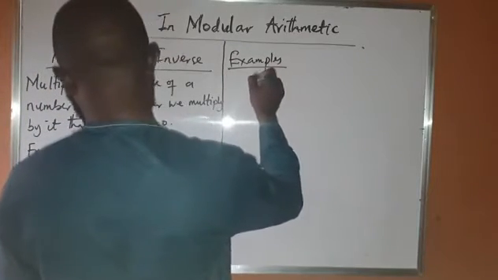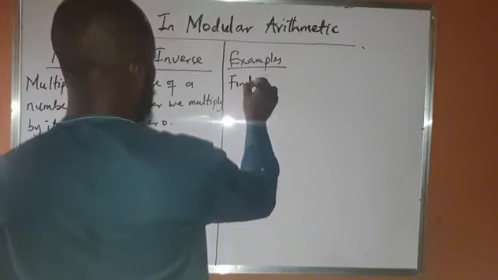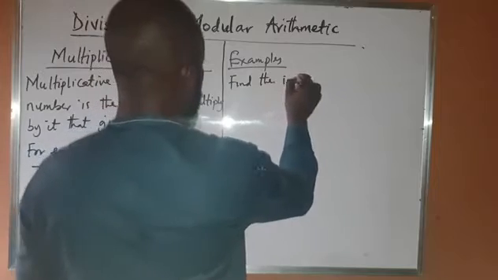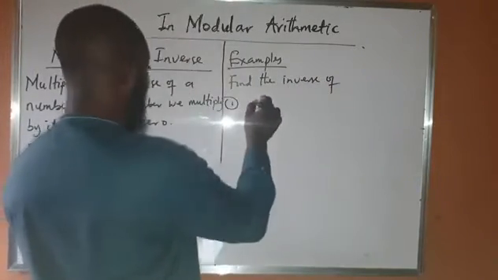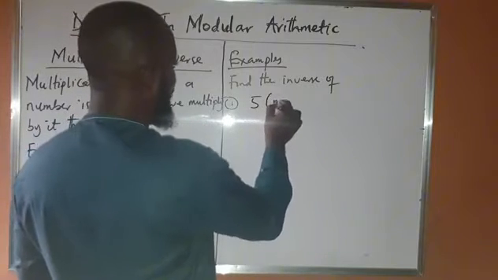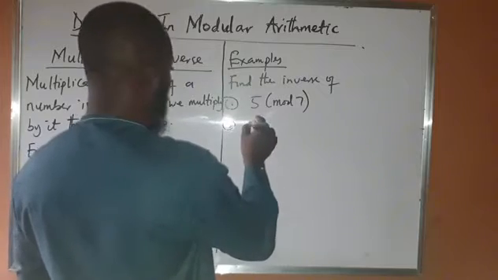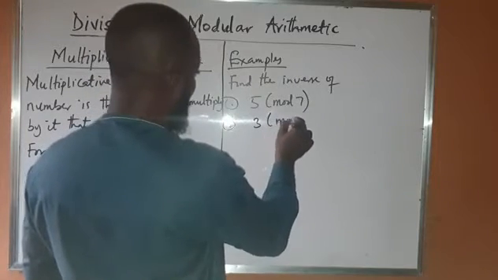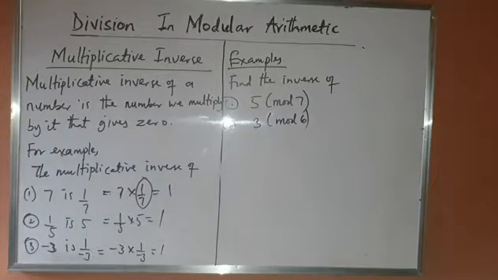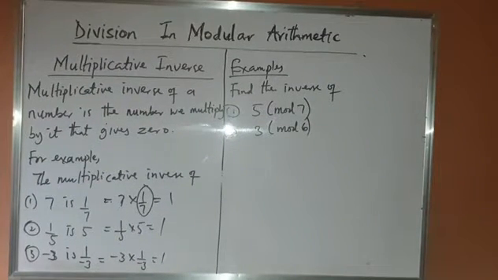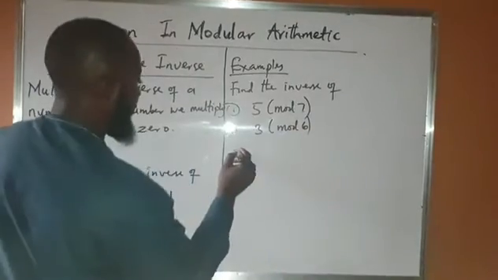I'm going to give you some examples about 2 methods. Example: find the inverse of the following. The first one we have here is 5 mod 7, and the second one is 3 mod 6. We want to find the inverse of these. So let's look at the solution here.